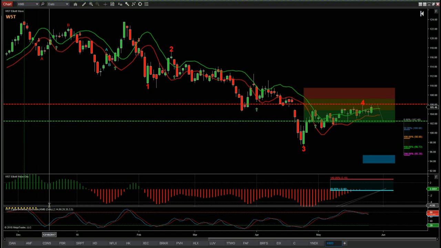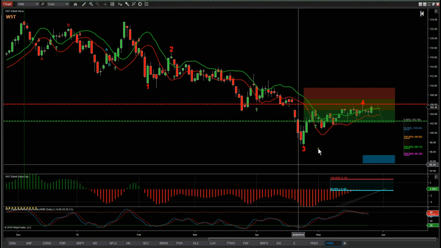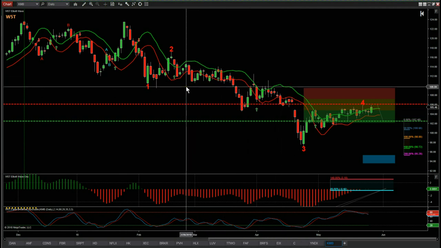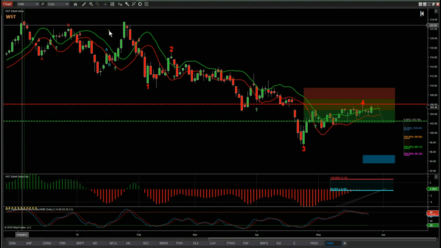So I've chosen KMB on the daily time frame. This is for a potential short trade. This is the Ninja Trader version of our Elliott Wave Indicator Suite from Wave5trade.com. And for those users that have the indicator suite, this is a double top here.